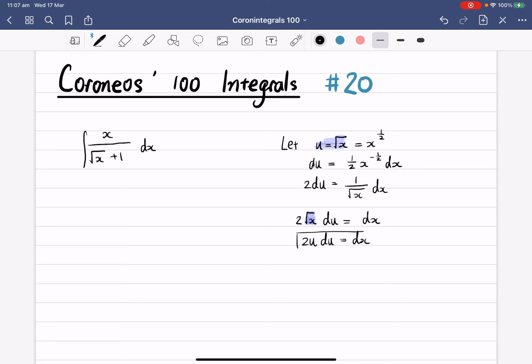This is the preparation that you need to do this question here. Next, now what we need to do is start to do the substitution.